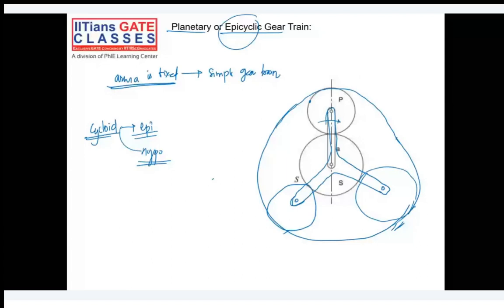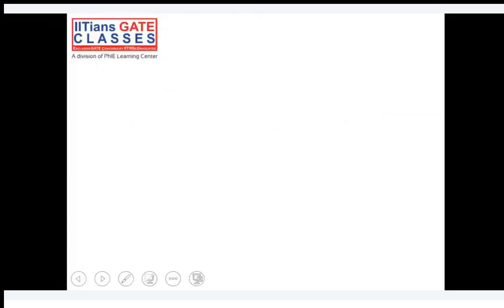The main question now is how to analyze it. It was pretty simple in the previous cases, like simple gear trains, compound gear trains, and reverted gear trains. But the analysis of an epicyclic gear train is a little bit complicated. It's not that easy. But whatever we have studied till now is really helpful in the analysis of it. I'll give a simple example. Let me copy the same figure to the next slide.